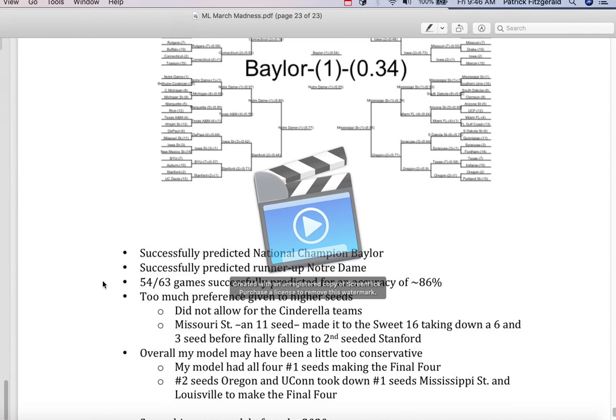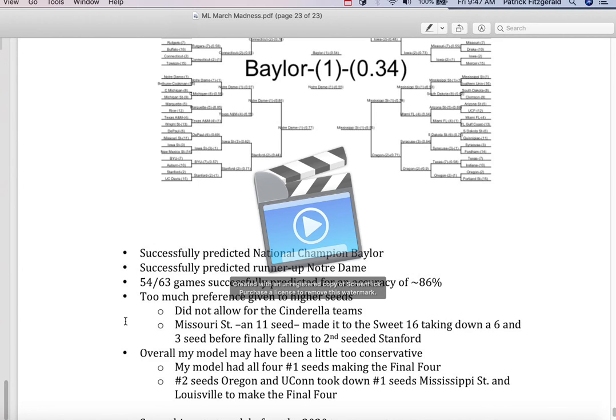It did, however, give too much preference to higher seeded teams. It didn't allow for Cinderella teams. One such story was Missouri State, an 11 seed, made it to the Sweet 16, taking down a 6 and a 3 seed before finally falling to the 2nd seeded Stanford. This is something that my model just couldn't handle. It couldn't handle an 11 seed making it that far. So that's something that in the future I'd like to try to improve on.